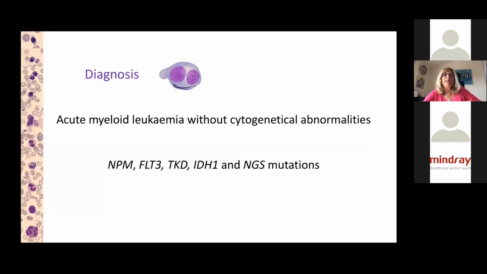And the final diagnosis was acute myeloid leukemia without cytogenetic abnormalities. But some mutations in different genes were demonstrated. Nucleophosmin mutation was one of them.